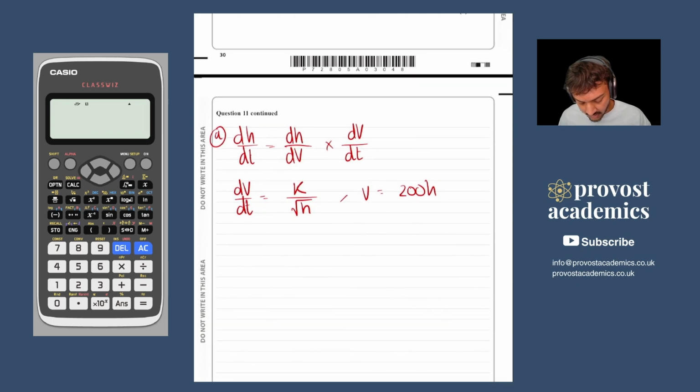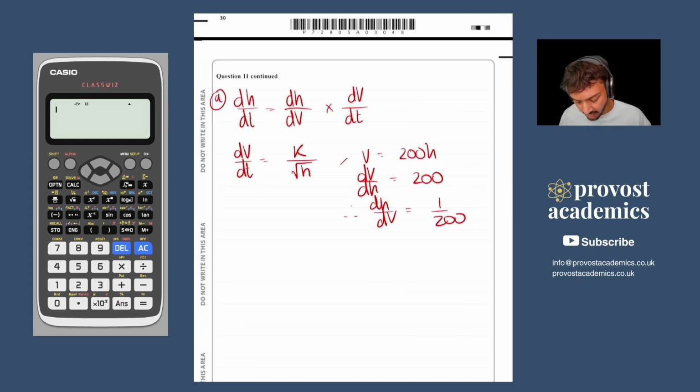So that's 200h. So we can find what dV/dh is going to be. That's going to be 200, but we need dh/dV, so therefore we can say dh/dV is going to be 1 over 200. So now that we have everything we need, we can say that dh/dt ultimately is going to be equal to k over square root of h times 1 over 200.